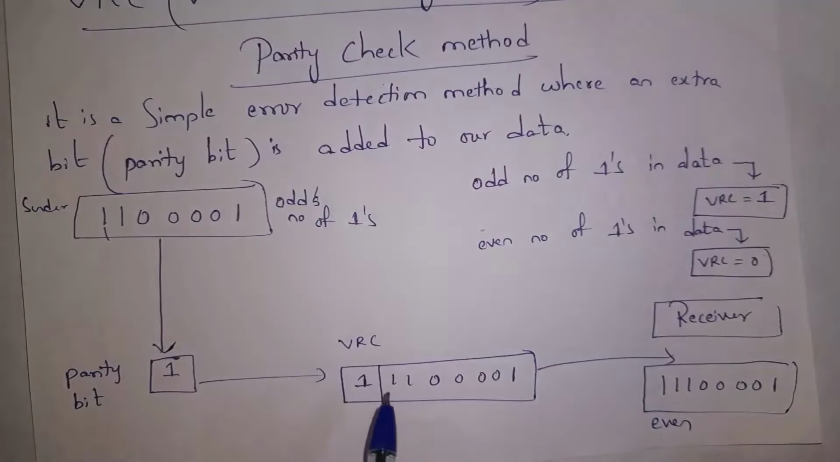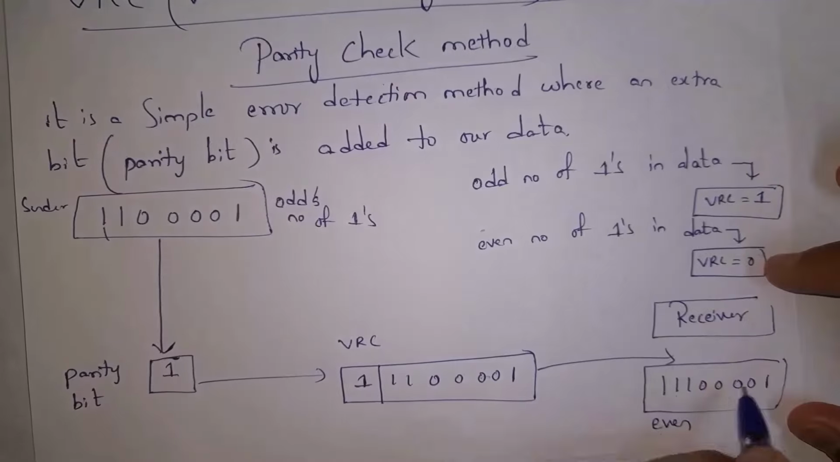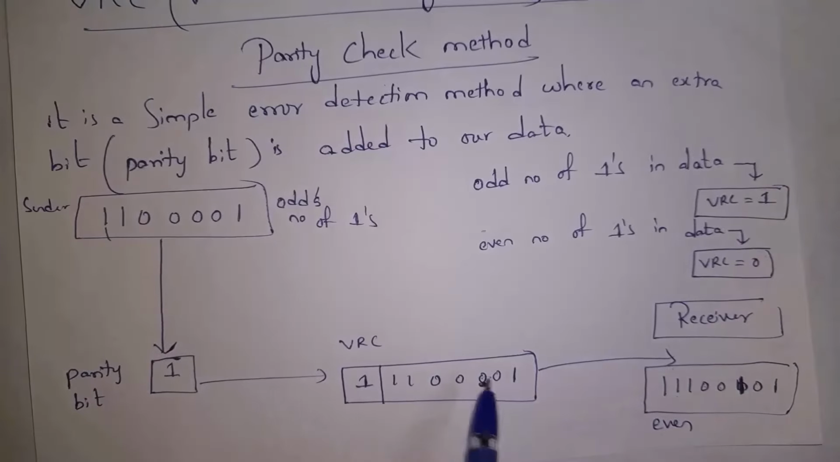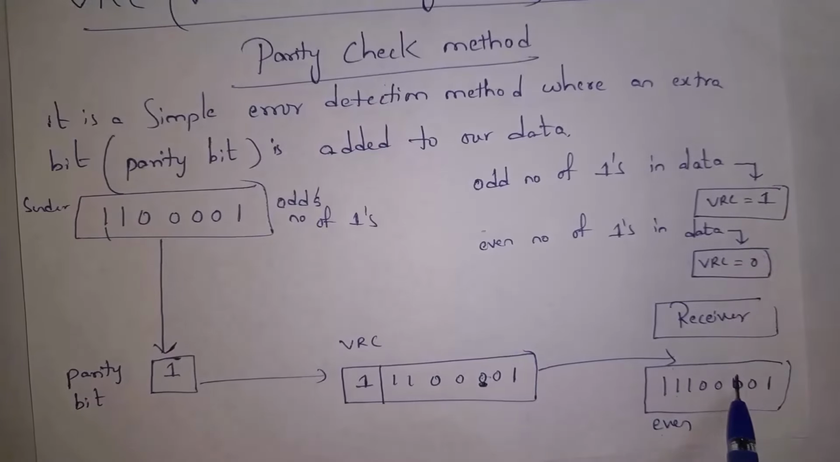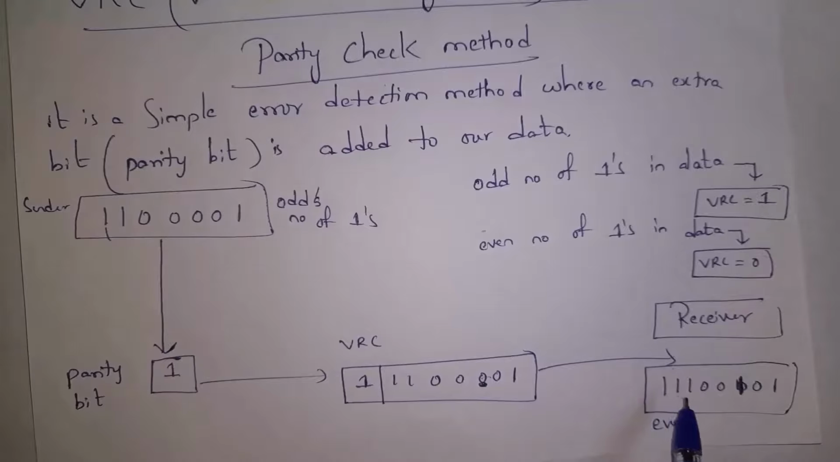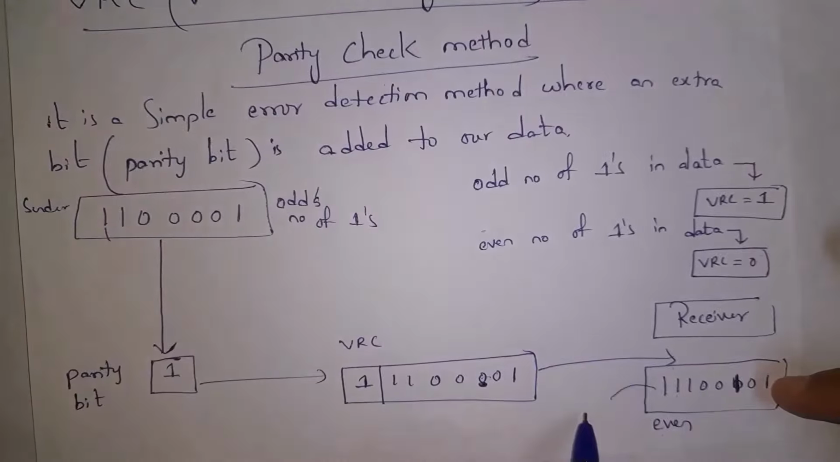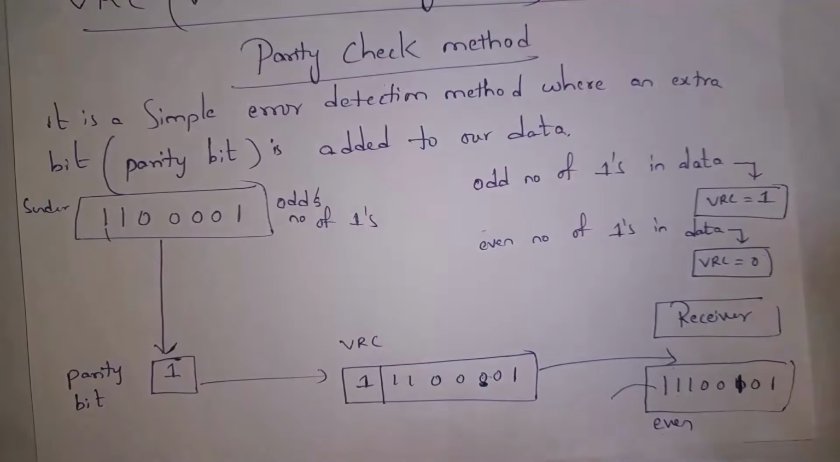Just for example, the actual data is 11000001. But due to some disturbance and noise, in place of 0, the receiver receives 1, which is wrong data. Now the receiver will count the ones. In total there are 1, 2, 3, 4, 5 ones. As the sender data contains an odd number of ones and the receiver's data also contains an odd number of ones, the receiver will know that the data is wrong.